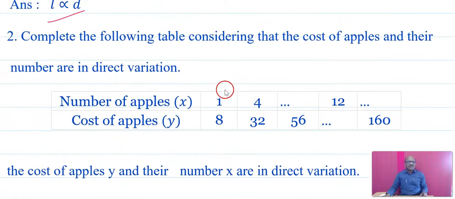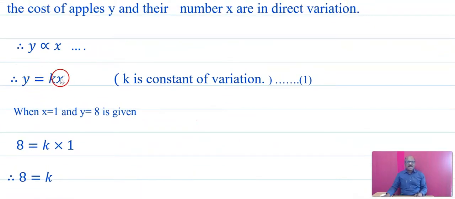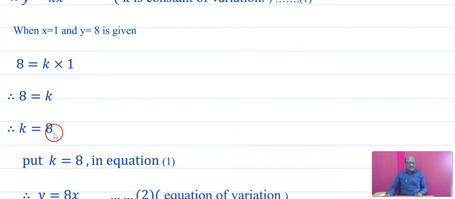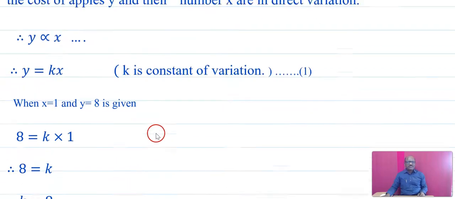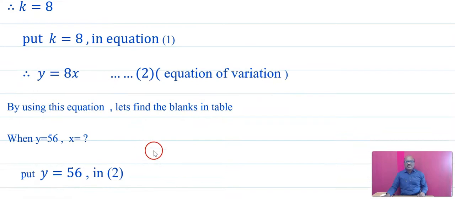Now first we are given that the number of apples is 1 and the cost is 8. Therefore substitute here x is equal to 1 and y is equal to 8. Therefore 8 is equal to k. Here k is a constant of proportionality. Put the value k equal to 8 in equation number 1. Therefore you will get y is equal to 8x. By using this equation, let's fill in the blanks in the table that we have been given.